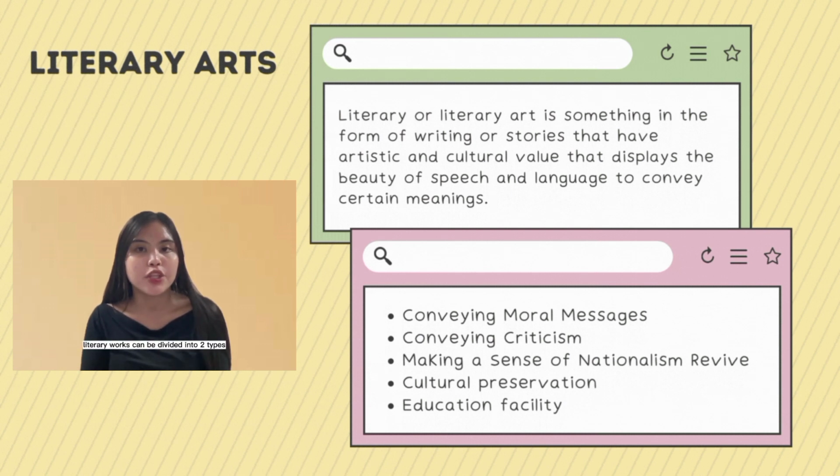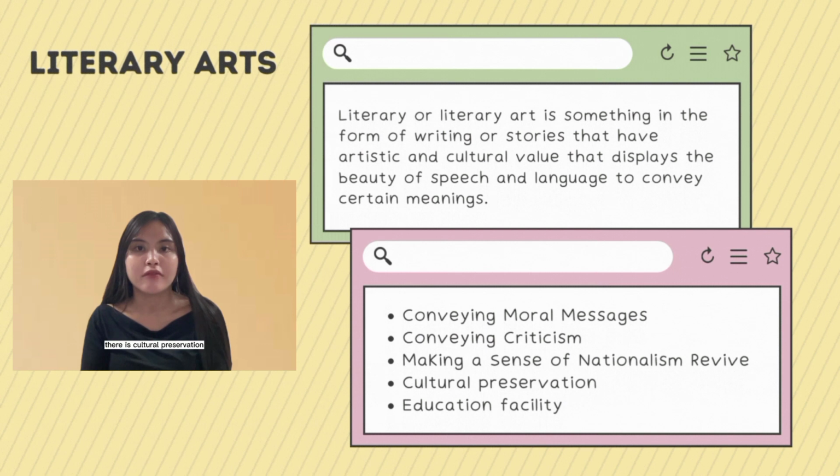Literary works can be divided into 2 types, namely old literature and modern literature. There are 4 functions of literary arts. First, conveying criticism. It has a function that is intentionally made to convey criticism related to social, economic, political criticism, and so forth. Second is making a sense of nationalism revived. It builds a sense of nationalism through suggestions that are aroused from the audience, and the suggestion is reinforced by instilling the values and spirit of nationalism.